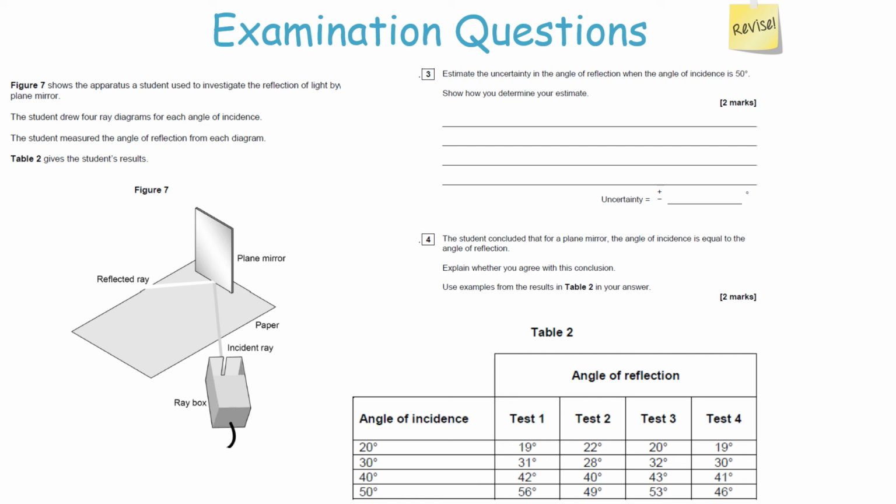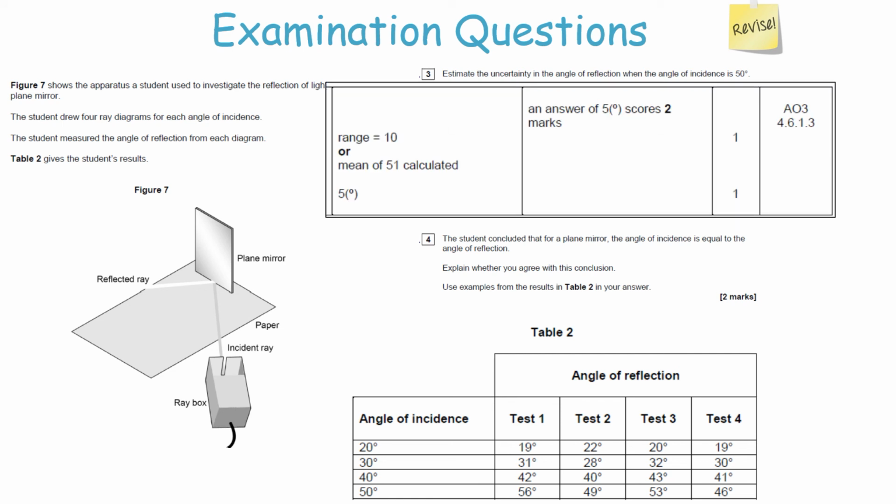Right, so how do you work out uncertainty? Well, uncertainty is worked out by doing the range of the repeats divided by 2. Now, the range is the biggest value minus the smallest value. Now, we're doing it for 50 degrees. So the biggest value is 56, the smallest value is 46. So 56 minus 46 equals 10 degrees. And therefore, we divide it by 2 because it's from the average up and the average down, so therefore it's the average plus 5 and the average minus 5, so our uncertainty is plus or minus 5 degrees.